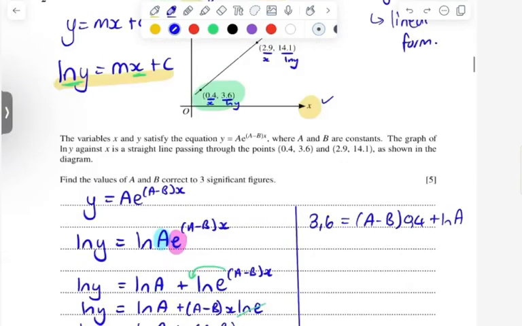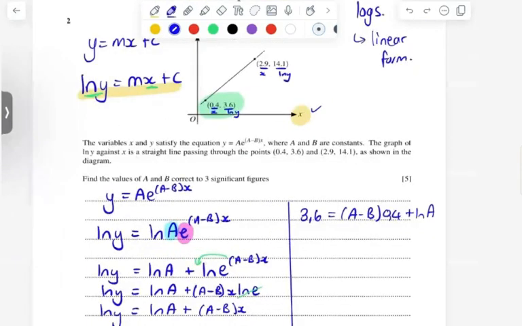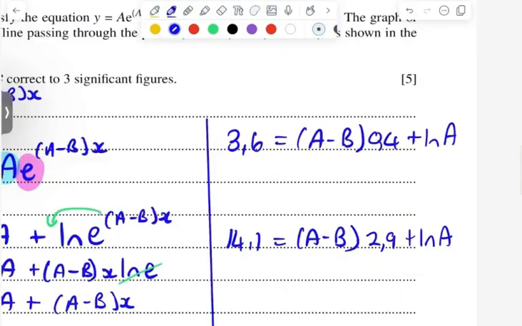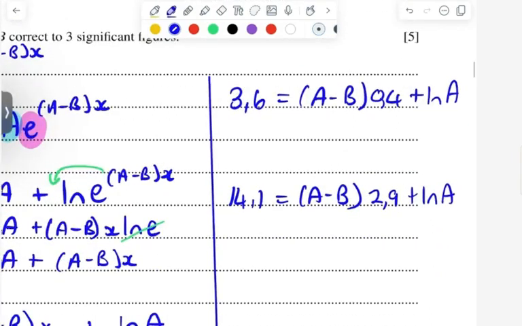I'm going to write down my next equation. So that's going to be 14.1 is equal to a minus b, and then my x value is 2.9 plus ln a. All right, so I've got two equations here. I've got two unknowns, my a and my b, so I should be able to solve for them if I use simultaneous equations.